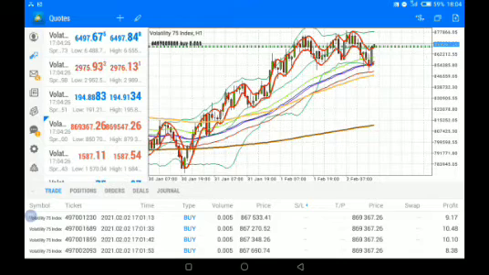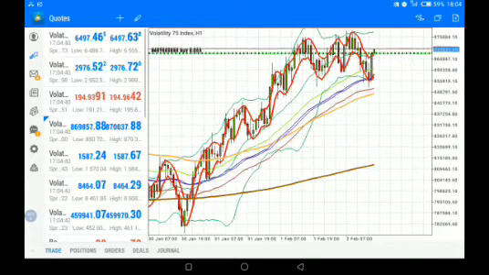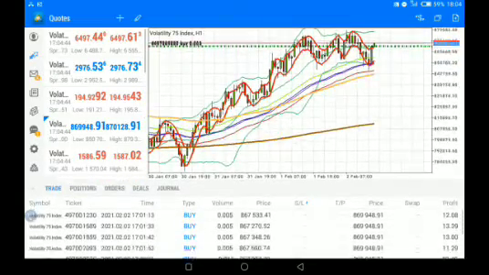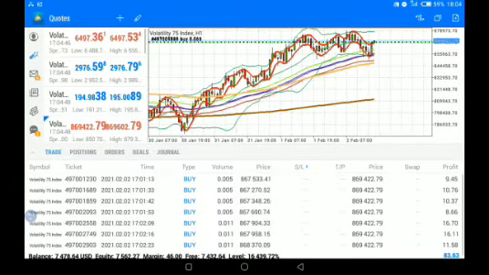Fellow traders, I just want to show you this entry I just took on the volatility 5 index. Like you can see, I just took an entry, and I'm not even taking a stop loss yet. So I'm going to take a stop loss first before explanations.